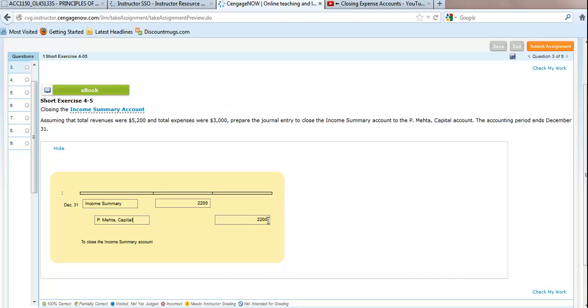So after step 3, summary from all 3 steps: revenues are closed, expenses are closed, and our income summary account is closed, and our capital account has been increased, which represents the amount for our net income.